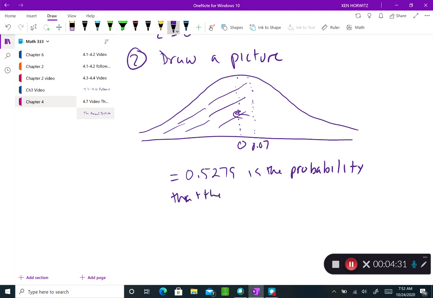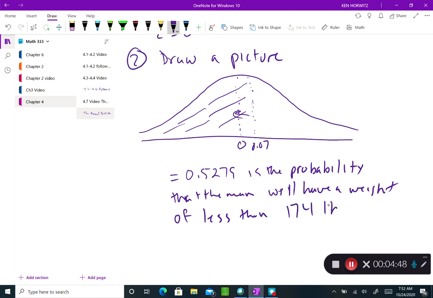I would always say, get in the habit of writing: 0.5279 is the probability that the man will have a weight of less than 174 pounds. The great part about this is that the math itself is not difficult. It's a matter of drawing it out, being precise, and making sure that you're looking things up on your table exactly right.